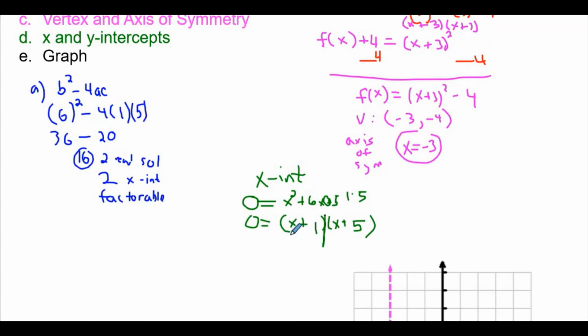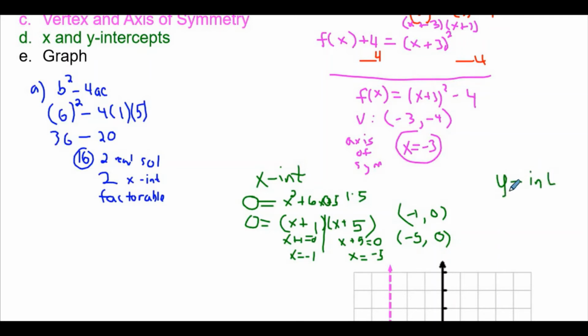And then you're going to use the zero product property. x plus 1 is equal to 0. So x will equal -1. And then here we have x plus 5 is equal to 0. So x will equal -5. Please keep in mind that these are x-intercepts, so we're going to want to write them like this: (-1, 0) and (-5, 0).